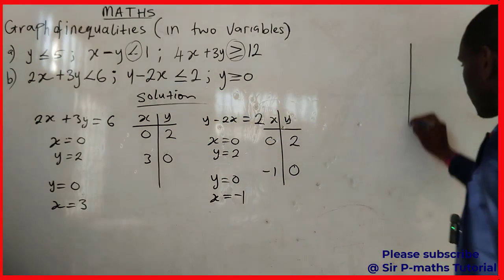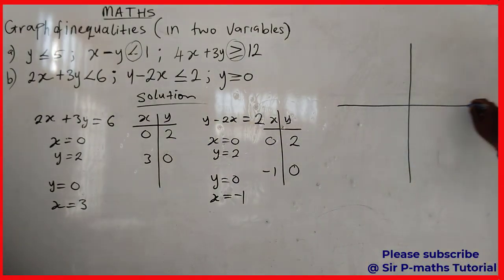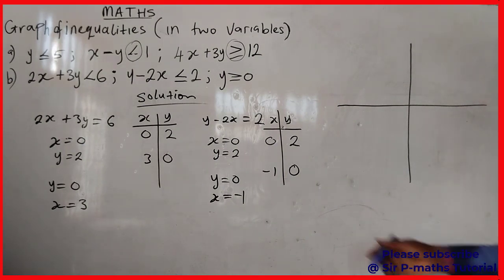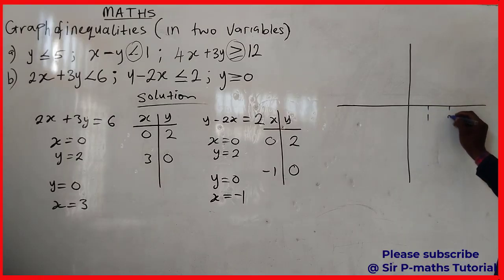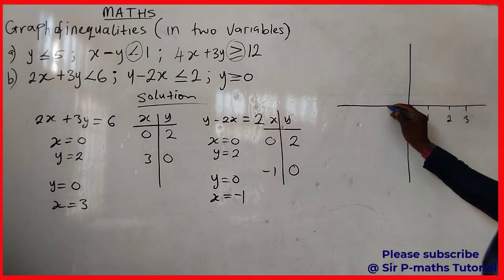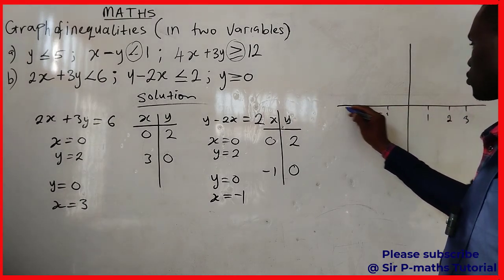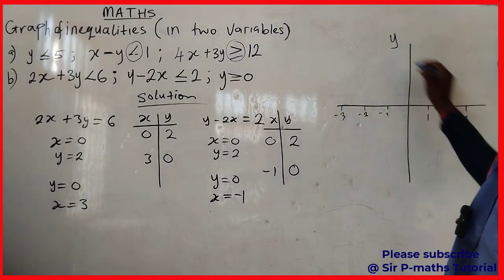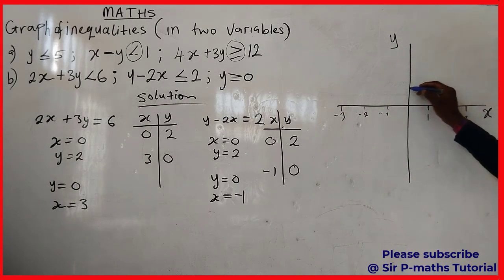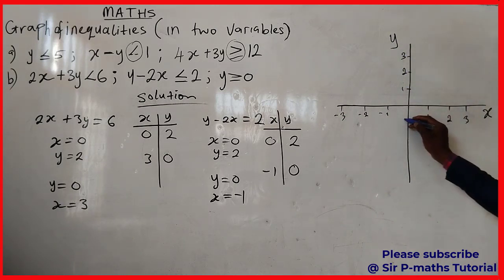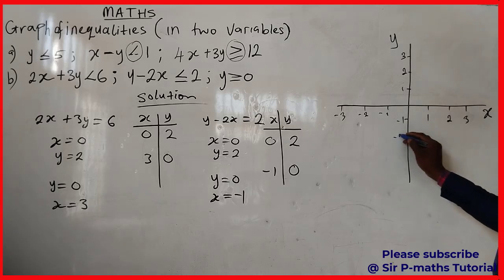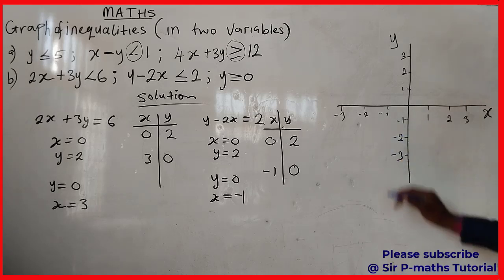So let's sketch a Cartesian plane. I'll use 1 unit to represent 2 cm since the highest value I have is 3. Okay, so this is 1, 2 and 3, minus 1, minus 2 and minus 3. Here is the y-axis and here is the x-axis. 1, 2 and 3, minus 1, minus 2, minus 3.